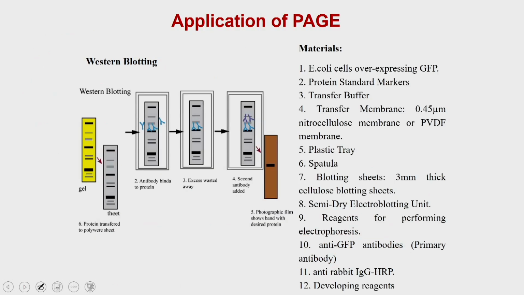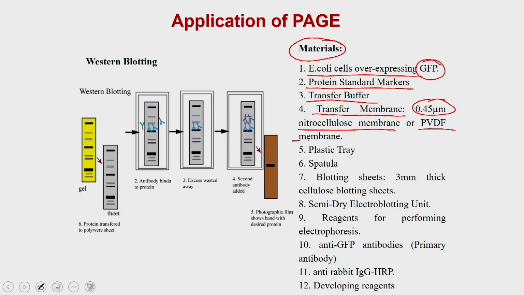So, what is the material you need for doing the Western blotting? You have to have E. coli which is overexpressing, in this case, GFP as an example. Then you need a protein standard, a transfer buffer, and a transfer membrane. The transfer membrane could be the 0.45 micrometer nitrocellulose membrane or the PVDF membrane.